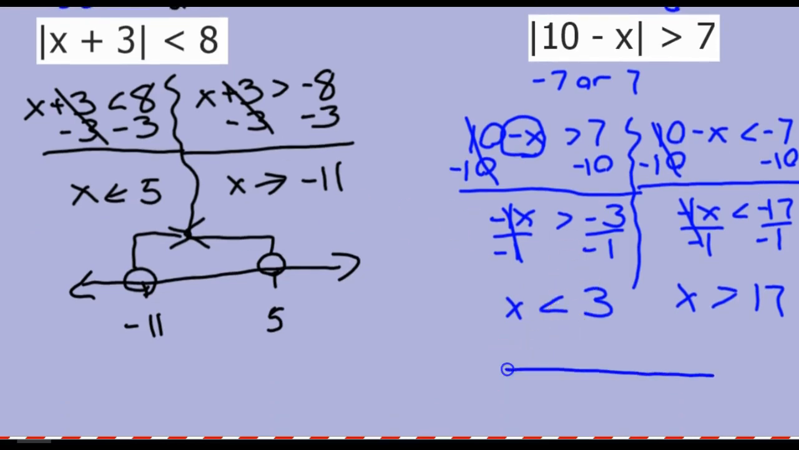So if we were to graph this, 3 is our lesser number, so that's going to be on the left. 17 is greater, so that's going to be on the right. We have an open circle pointing to the left for 3, and an open circle pointing to the right for 17. Now we said this was going to be an or inequality, and our arrows are pointing in opposite directions, away from each other, so we know that this one was correct.